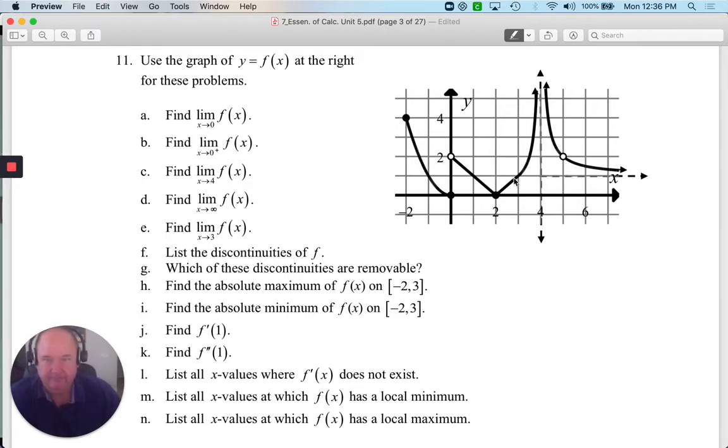E. What's the limit as x approaches 3? So here's 3. So from the right and the left, it agrees the y value is 1. F.